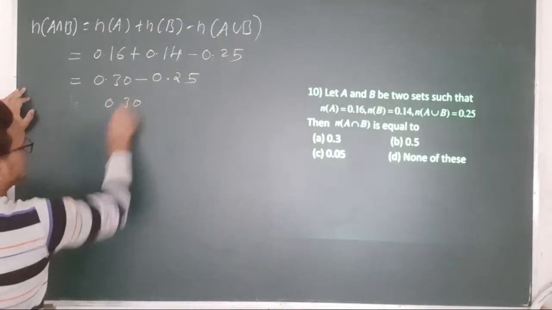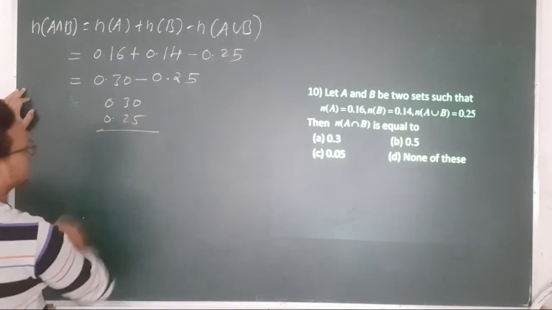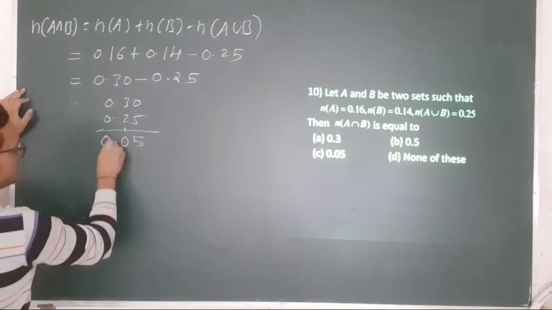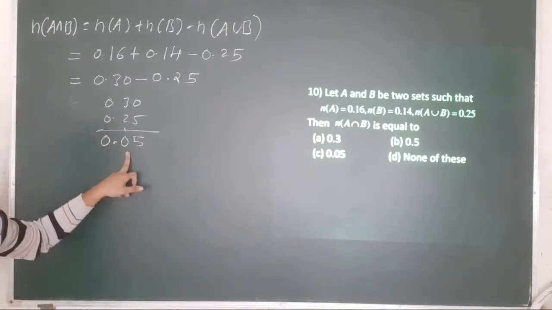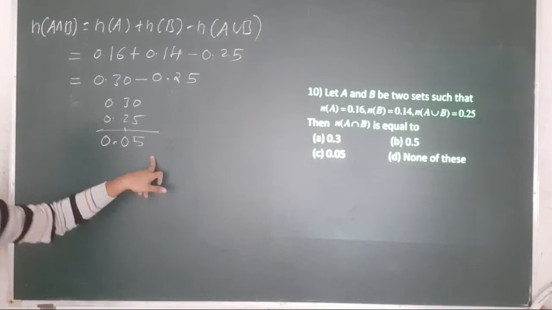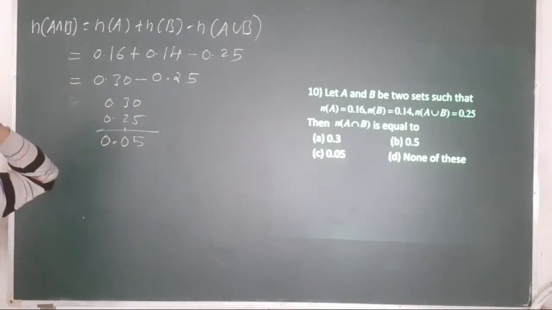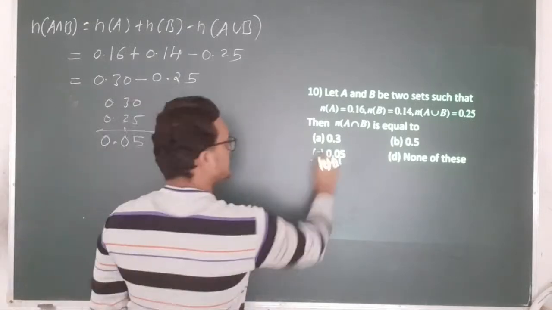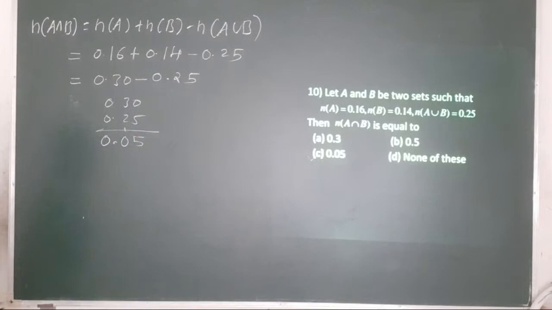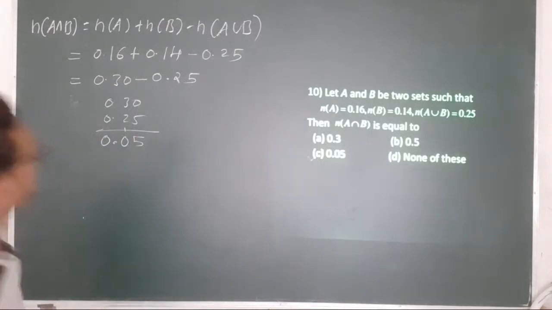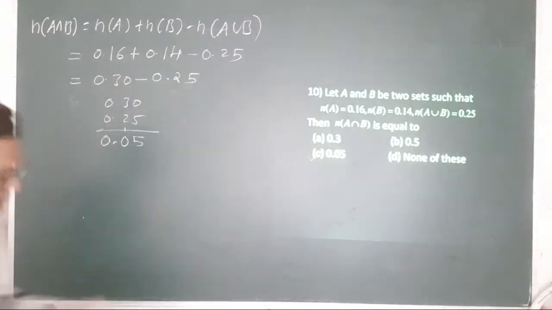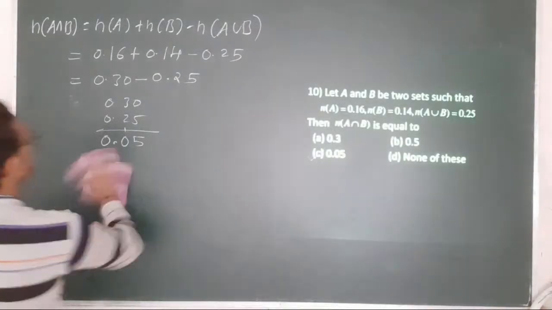Do the subtraction. How much will it be? 10 minus 5 is 5, 3 minus 3 is 0. So the answer is 0.05. Be careful while doing the addition or subtraction of decimal numbers. So option C is correct. Here we have applied the formula of cardinality directly. You just note this down.